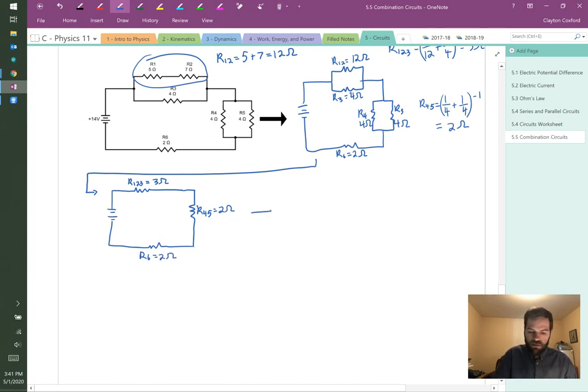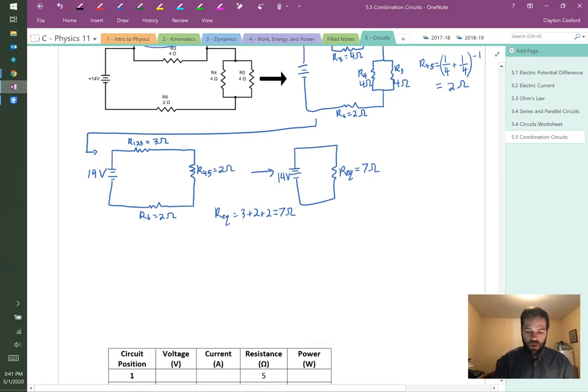And last thing we can do is break this down into its most simple form, a single resistor. The equivalent resistance of this whole circuit is going to be 3 plus 2 plus 2 is 7 ohms. So 7 ohms here.